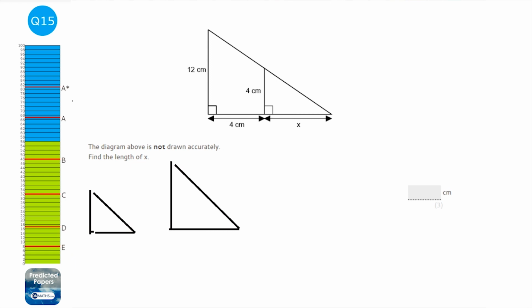And then let's label the sides. So that's 4 centimeters. That's 12. Now this little one at the bottom is x. Now this one here is actually x plus 4. And a lot of students will treat that as 4 and get the wrong answer. That's x plus 4 because it's 4 here and there's an x there, so it's x plus 4.